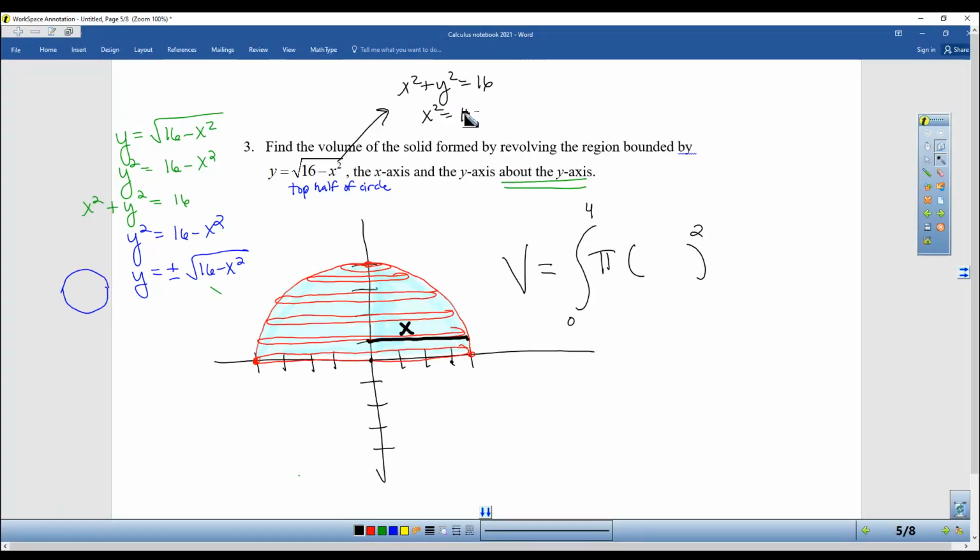So x squared is equal to 16 minus y squared. X is equal to the square root of 16 minus y squared. So it just changed it. It actually ends up looking identical, 16 minus y squared. But because we're going around the y-axis, we do need to do dy. Everything's in terms of y.